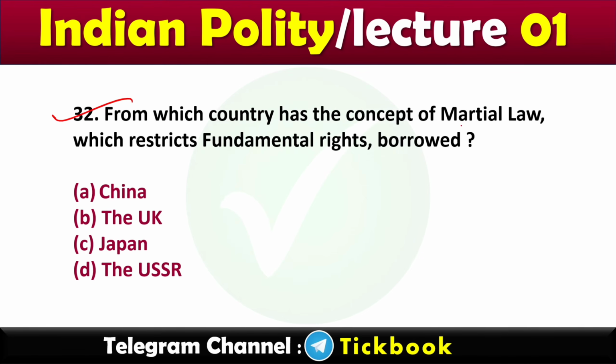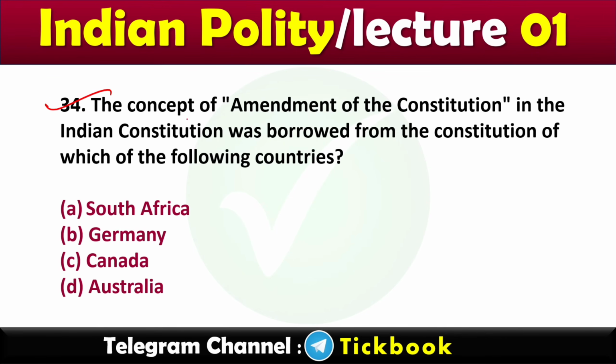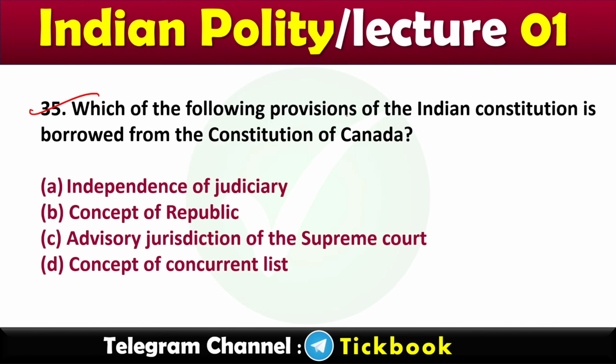32, from which country has the concept of martial law, which restricts fundamental rights, been borrowed? Number B, the UK. 33, India is a parliamentary democracy based on the Westminster model of. Option number D, the United Kingdom. 34, the concept of amendment of the Constitution in the Indian Constitution was borrowed from the Constitution of which of the following countries? Option number A, South Africa. 35, which of the following provisions of the Indian Constitution is borrowed from the Constitution of Canada? Option number C, advisory jurisdiction of the Supreme Court.